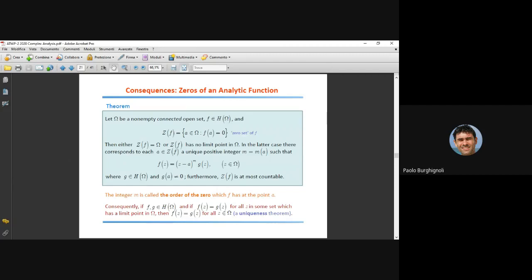So this is a very powerful property, which is not, of course, shared in any way by real functions of real variables, even differentiable functions of real variables.